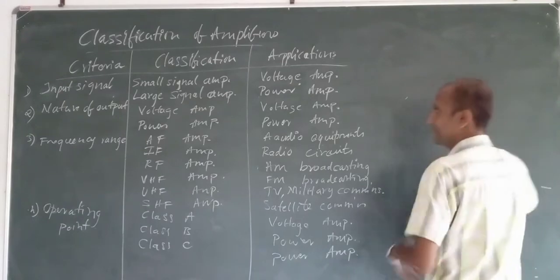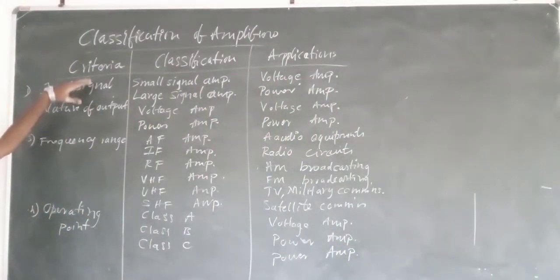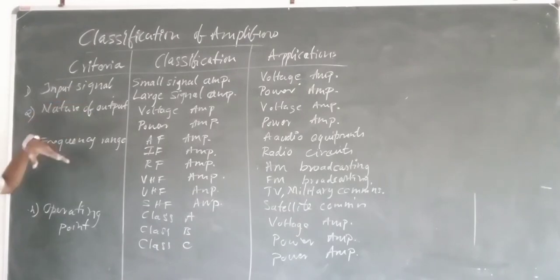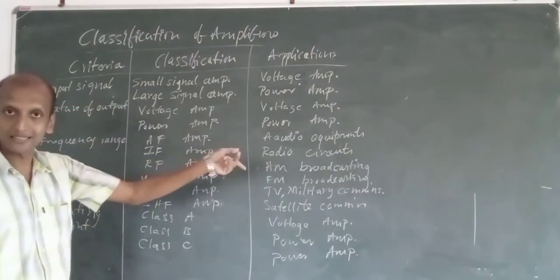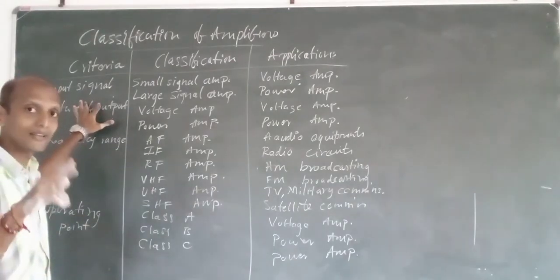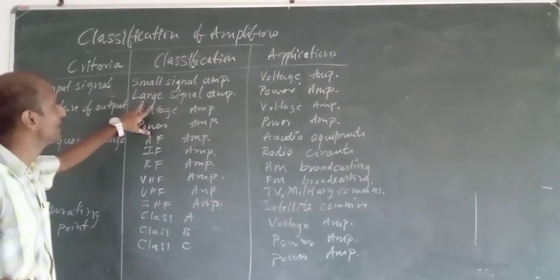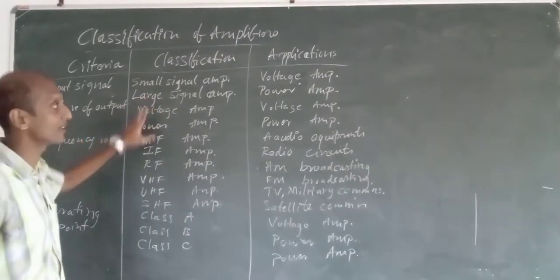Now we will see the classification. Classification, you will see, is done by criteria depending on the input signal given. So that is what I have said now. What kind of input signal are you giving? That will divide the amplifiers into two categories. One is small signal amplifiers. Another one is large signal amplifiers.